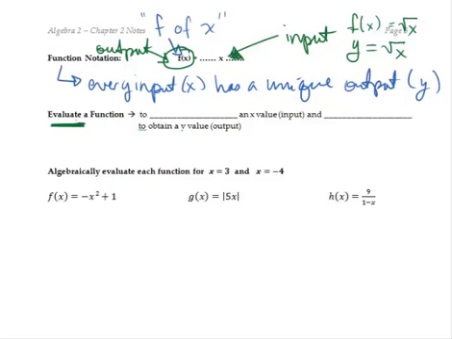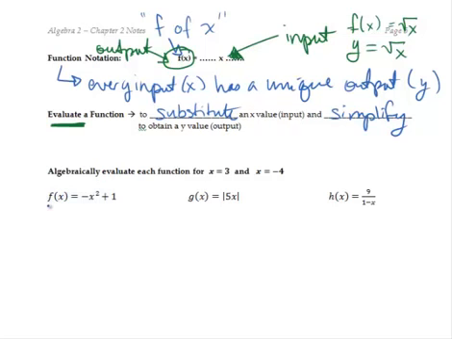When we say evaluate, what we mean is this. We mean to substitute a value for x and then simplify, remember using PEMDAS and all that, to obtain the y value, or the output. So for example, algebraically evaluate each function for when x equals 3 and for when x equals negative 4. So here's how we do this.